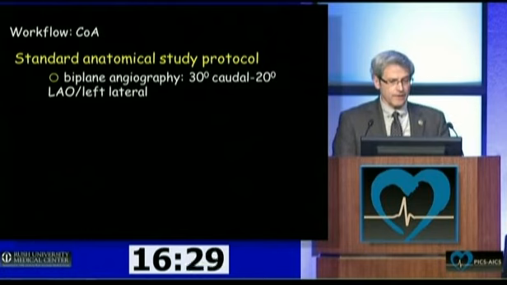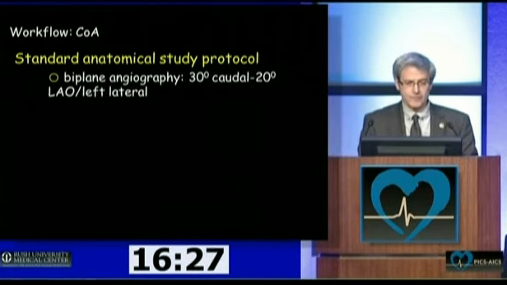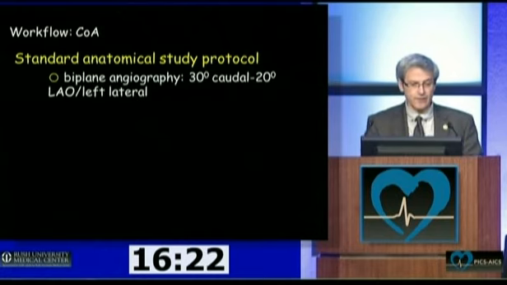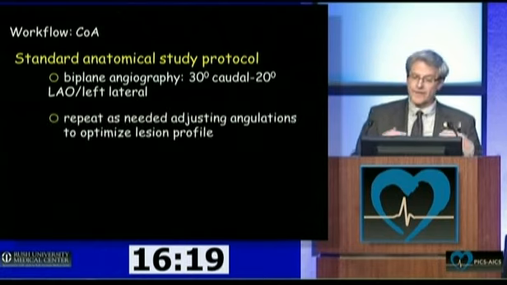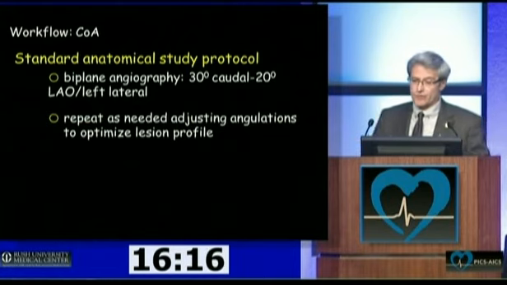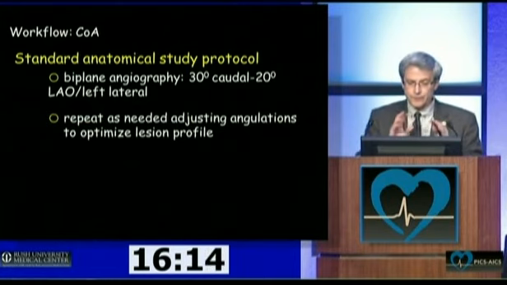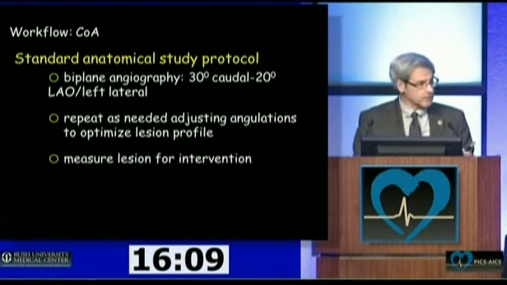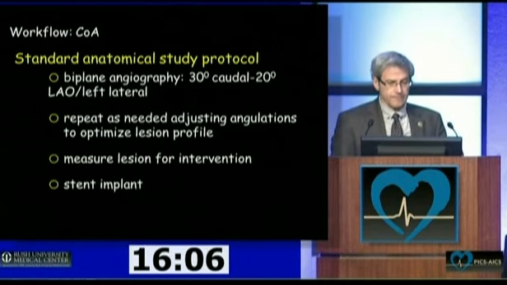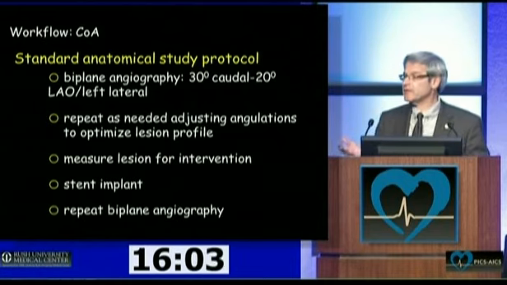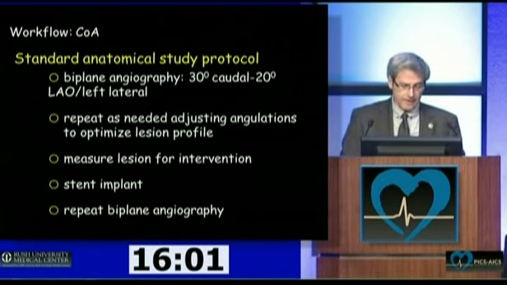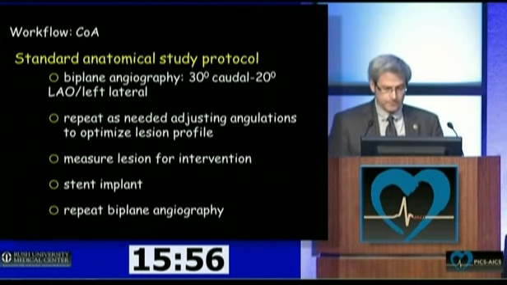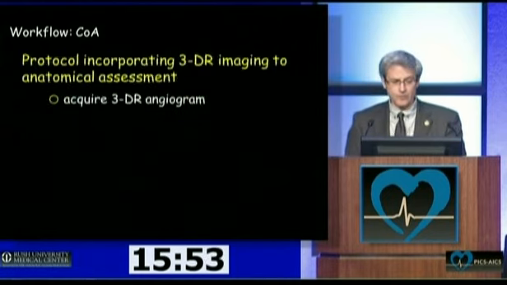In general, the standard anatomic study that we perform is biplane angiography in 30-degree caudal, 20-degree LAO projection with a left lateral. We then repeat the angiography in order to get the best angulation to profile the image and the landing zone. We measure the lesion from the angiogram. We do the stent implantation, and then we repeat the biplane angiography to make sure that the wall is intact and there's been no disruption. So those are the steps we'd use for standard protocols.